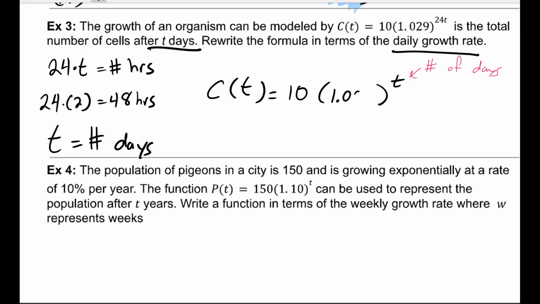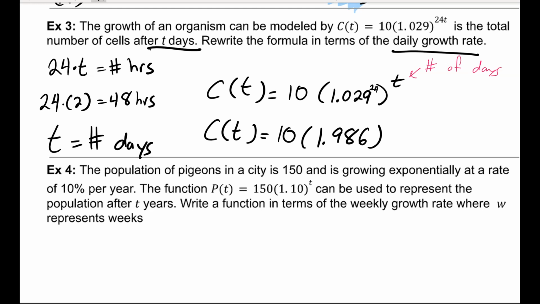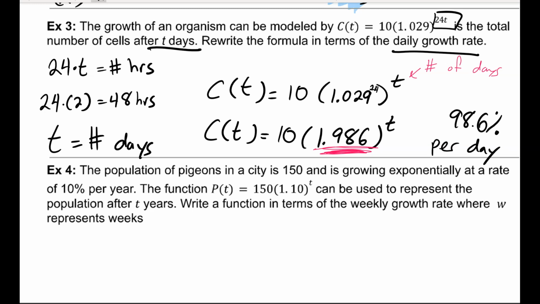But again, we want to keep this equivalent to what we started with, so I'm going to raise the inside part to the 24th power, again such that if I multiply these exponents, I'd still end up at 24t, which is what we started with. So they didn't tell me what to round to again, so in this case I'll round to 3 decimal places. And since my exponent is the number of days, this number would show me my daily growth rate. So if I needed to pick that out, I'd say like 98.6% is how much I'm growing per day instead of looking at an hourly rate.